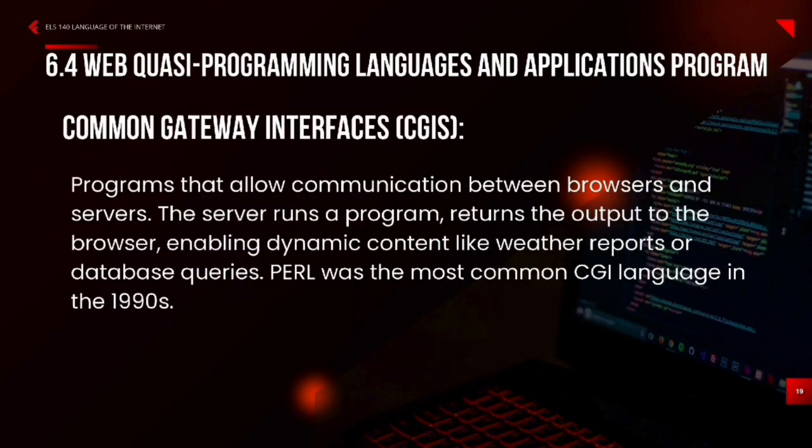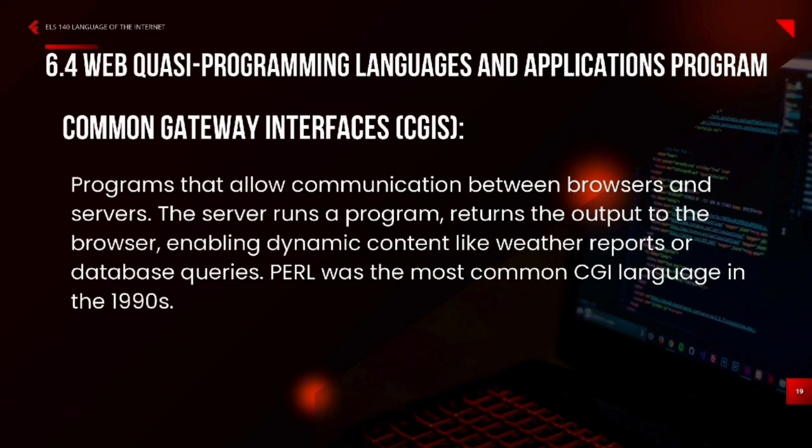Common Gateway Interfaces or the CGIs, programs that allow communication between browsers and servers. The server runs a program, returns the output to the browser, enabling dynamic content like weather reports or database queries. Perl was the most common CGI language in the 1990s.